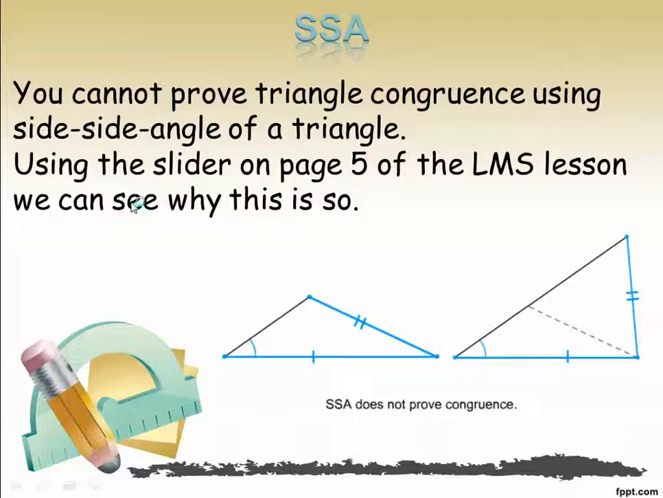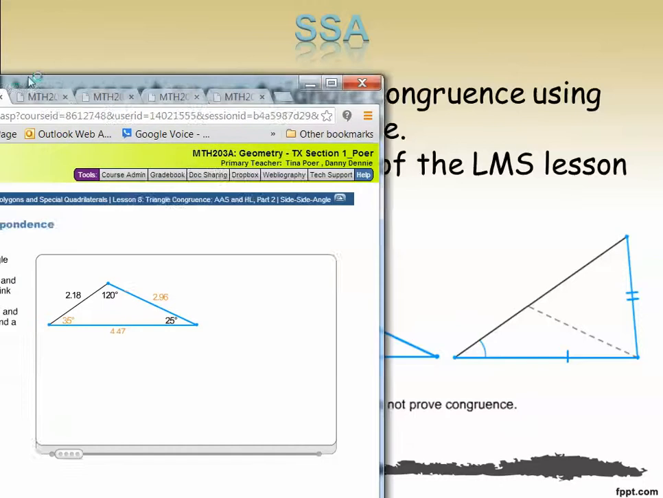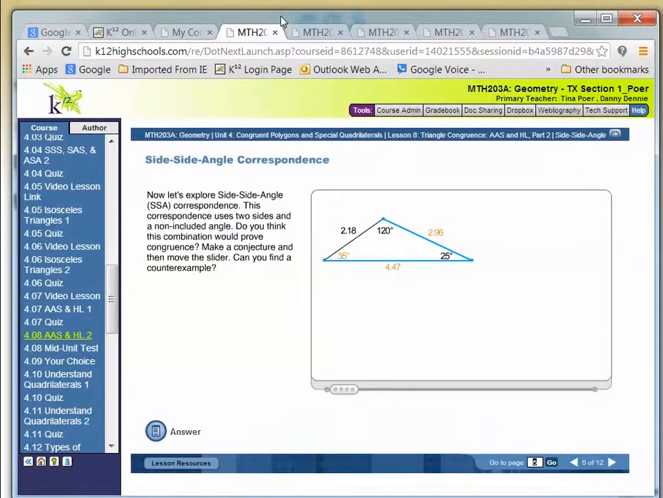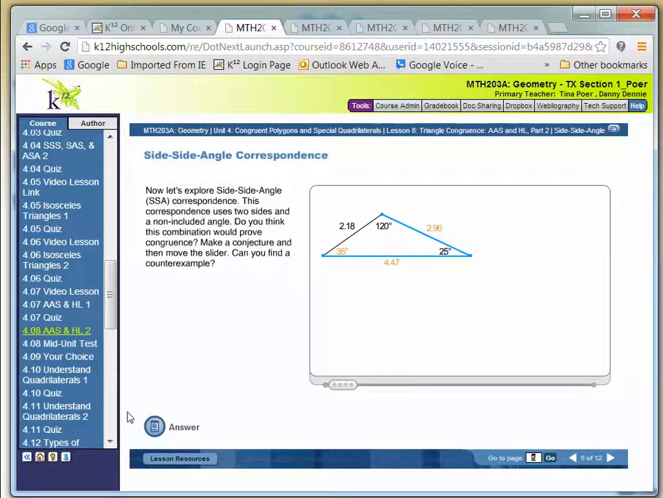Okay, now then, side-side angle. Well, there is a good reason why we don't use this one, if you can read backwards, but let me show you the real geometric reason. I'm going to bring another slider over, and here we see the side-side angle correspondence, and if you look, we've got this triangle up here, and you see its side measures and its angle measures.